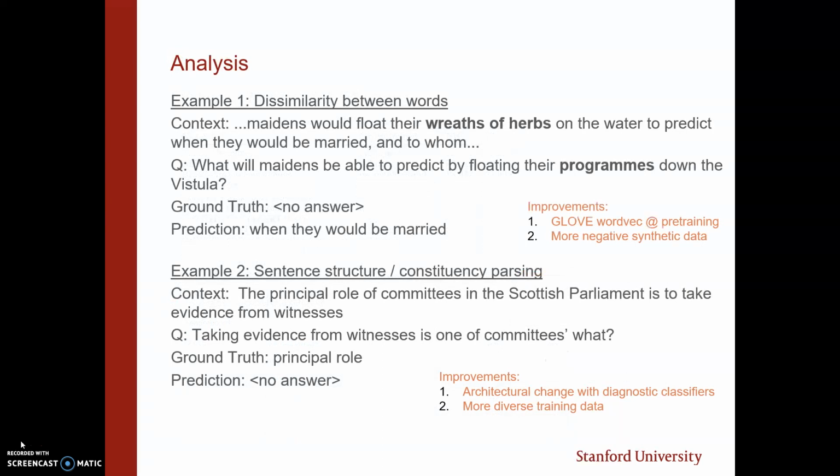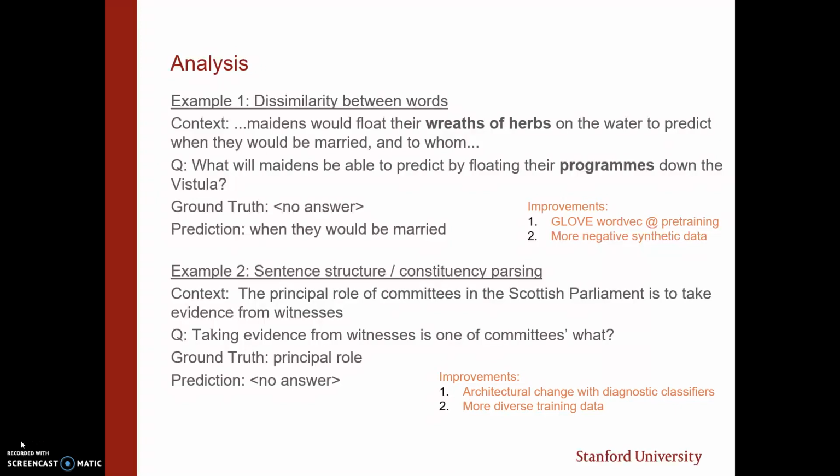We analyzed the results of our model to understand where we can improve. We first found examples where, if there was dissimilarity between words, the model still answered where there were no answers. We believe that an improvement to this could be incorporating word embeddings from GloVe during the pre-training process of BERT. And our second improvement idea is also tying back to our negative synthetic data idea of generating more examples where there are no answers.